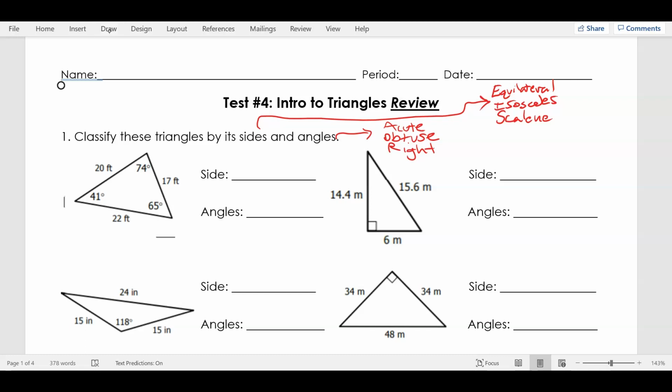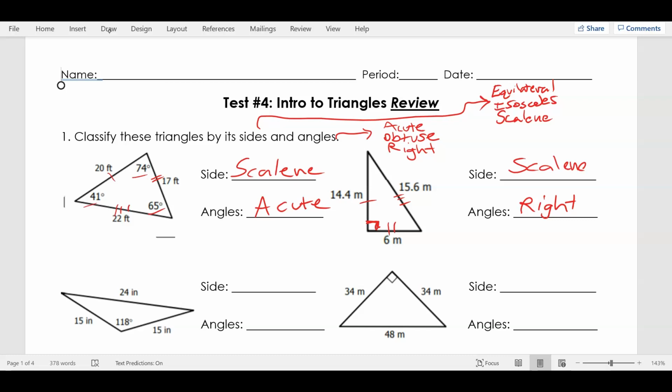Looking at number 1, each side is different. Okay, so 3 different sides. That is scalene. Okay, look at the angles. Each angle is less than 90. That is acute. Cool. Look at the top right one. The sides. Each side is different. That is scalene again. Look at the angles. We have one angle that looks like this. That is a right angle, so it's a right triangle.